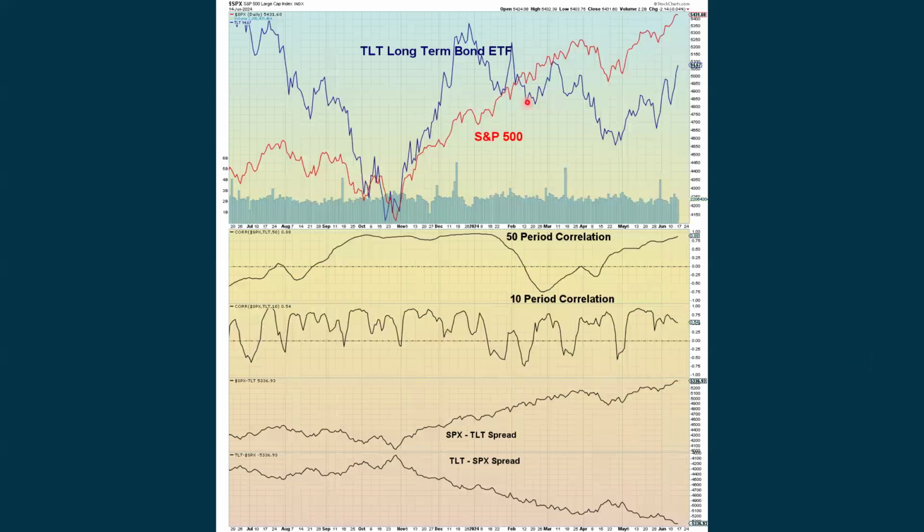And we look at the long-term bond ETF, the TLT. That's in blue, and then we have the S&P, which is in red. The longer term correlation is pretty strong. So we're seeing bond prices and stocks moving more in tandem with each other.